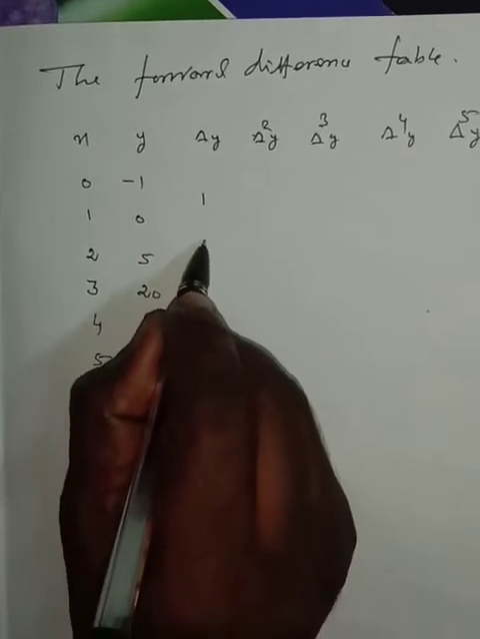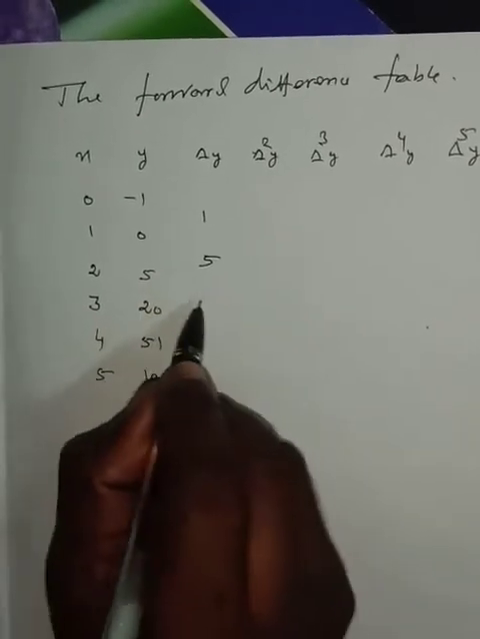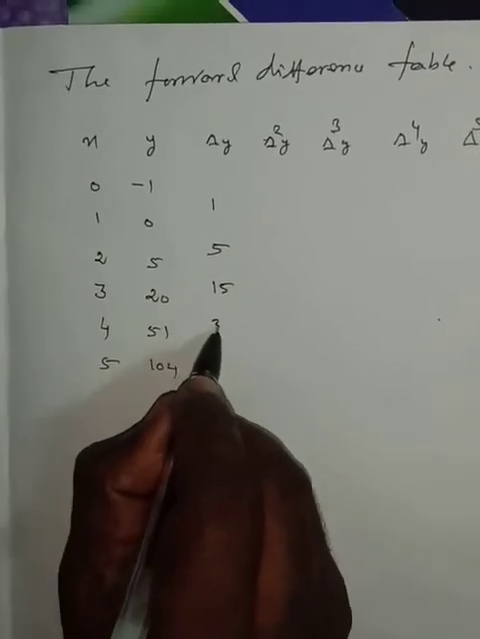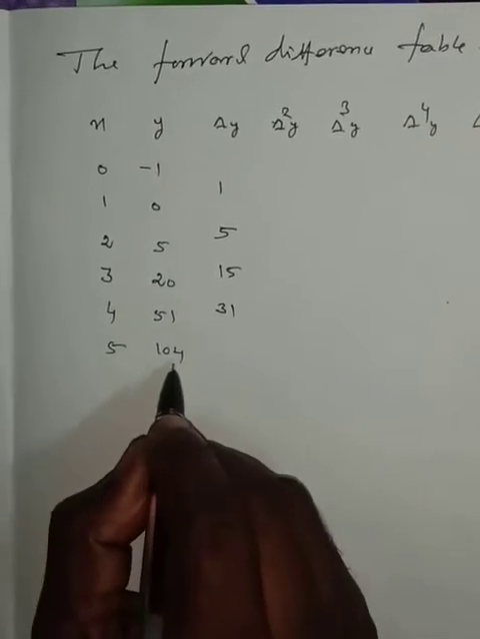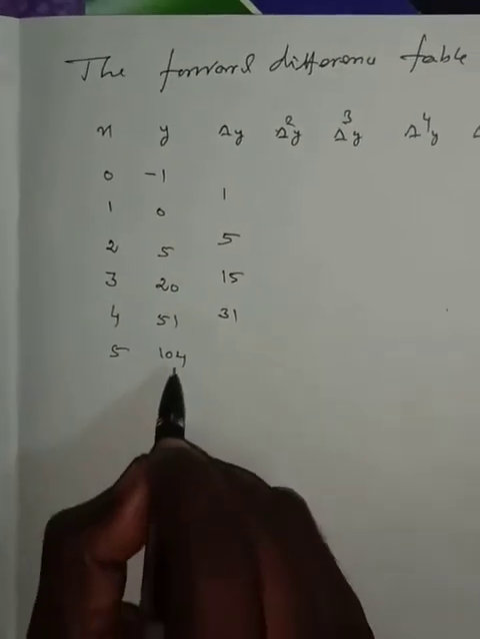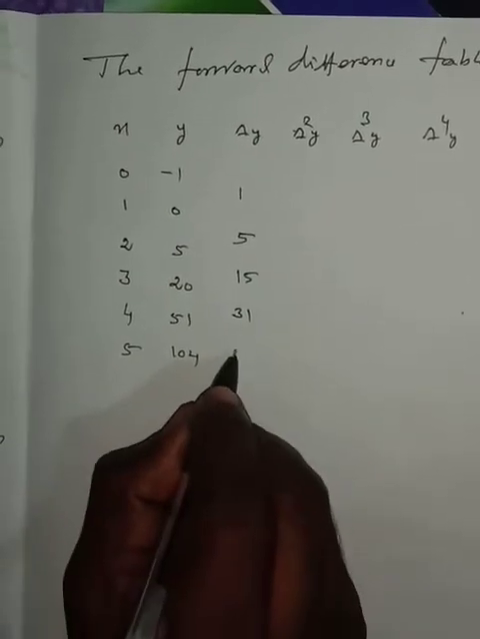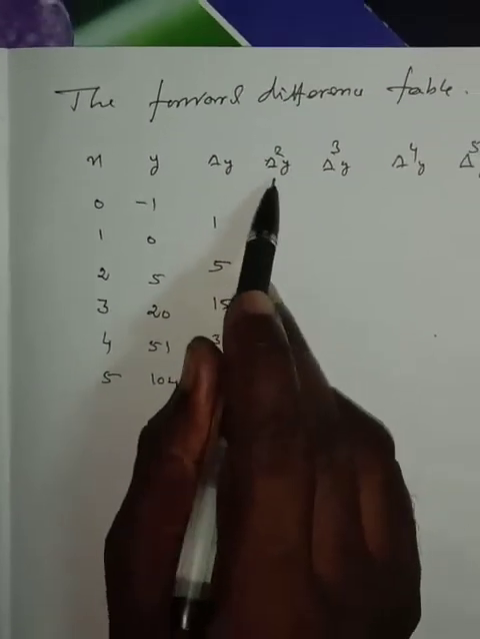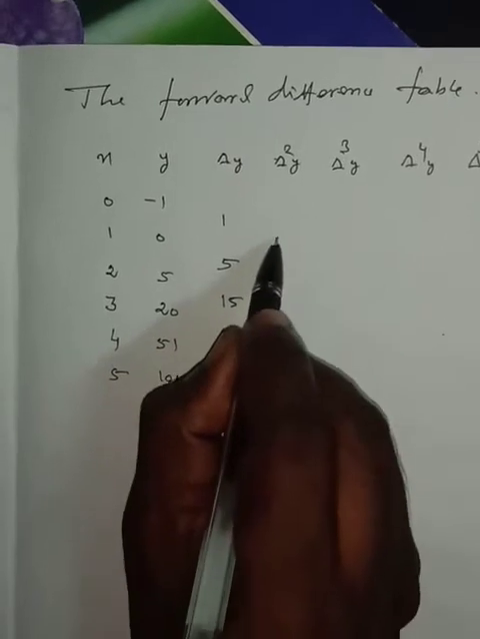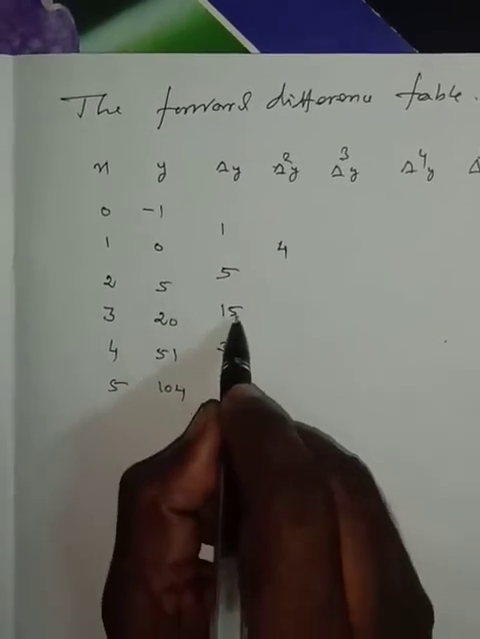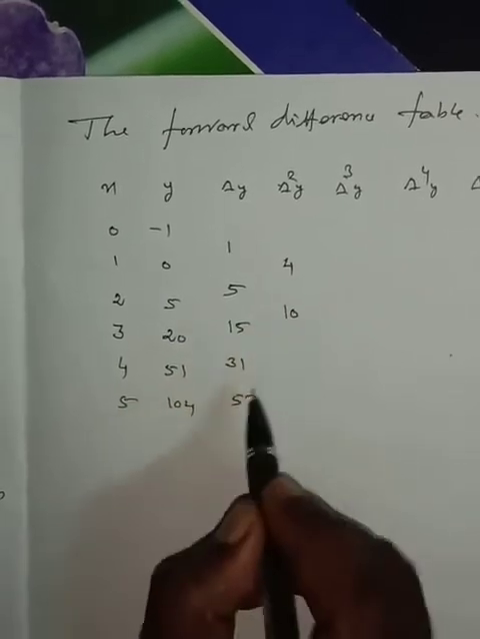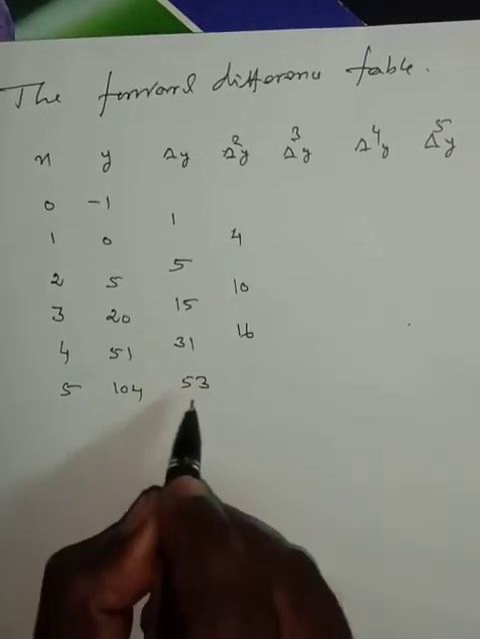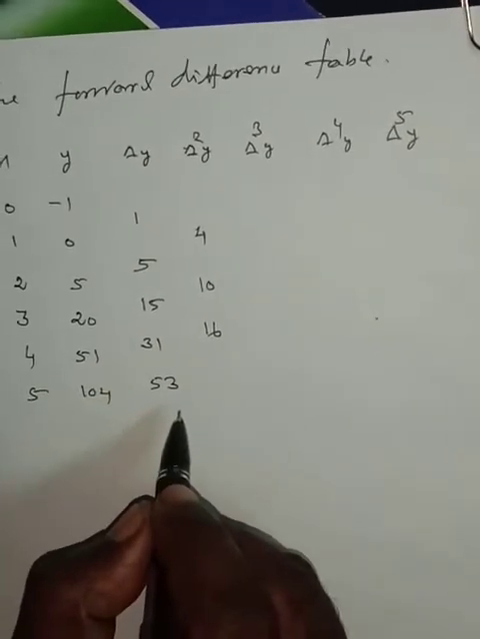5 minus 0 is 5. 20 minus 5 is 15. 51 minus 20 is 31. 104 minus 51 is 53. Now delta square y. 5 minus 1 is 4. 15 minus 5 is 10. 31 minus 15 is 16. 53 minus 31 is 22.